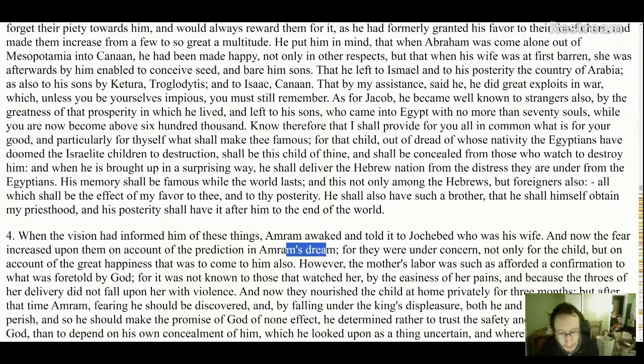There is literally nothing about Amram's dream in the scriptures, in Exodus, or any book of the Old Testament or New Testament. And in the Apocrypha as well, we don't see it. So where did Josephus get this idea? Well, he says it was in their scriptures.